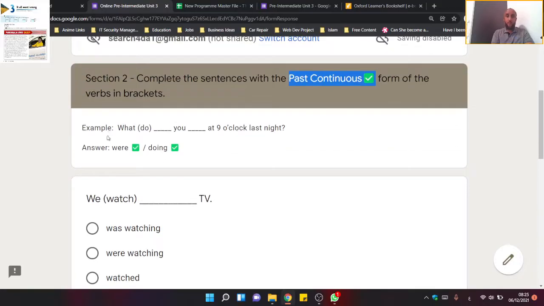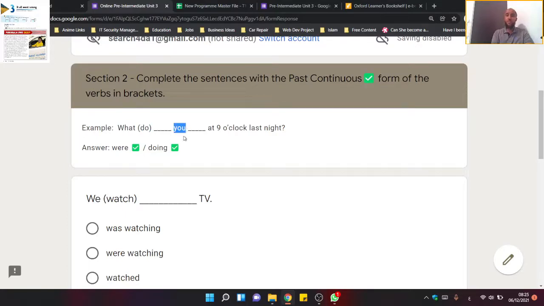So when we write it, remember, we have to think about two things. Okay, we have to think about the helping verb, was or were, and we have to think about the second verb, which is going to be an ing. Okay, so let's look at it together. Let's go back here. So here's an example. Here we have an open question because we have the word what, and then we have the main verb. This is the main verb. Okay, and then we have the subject you.